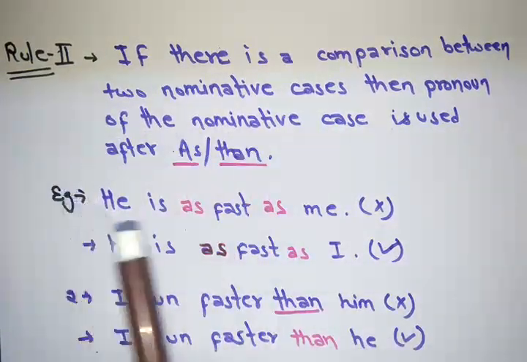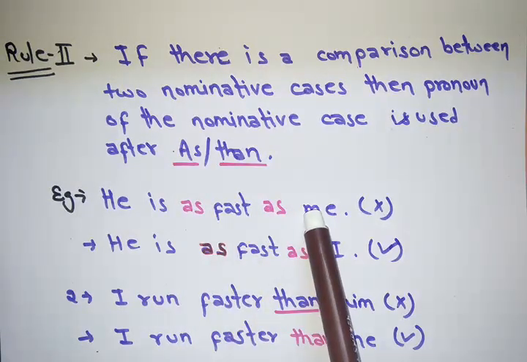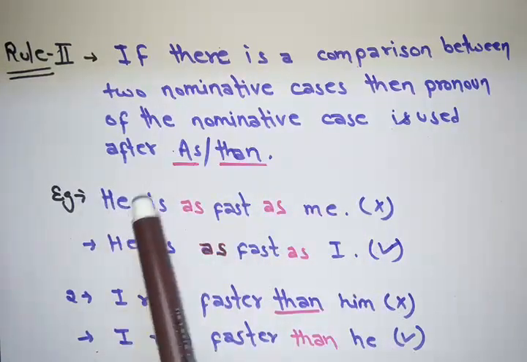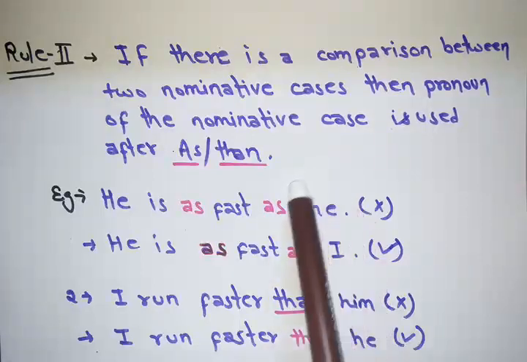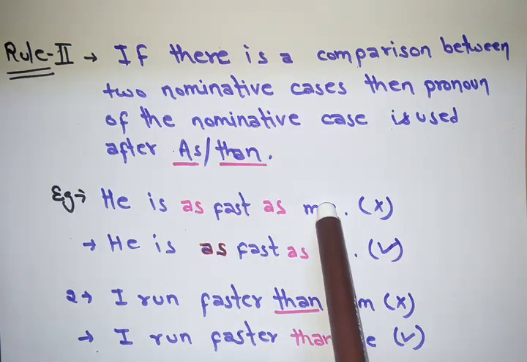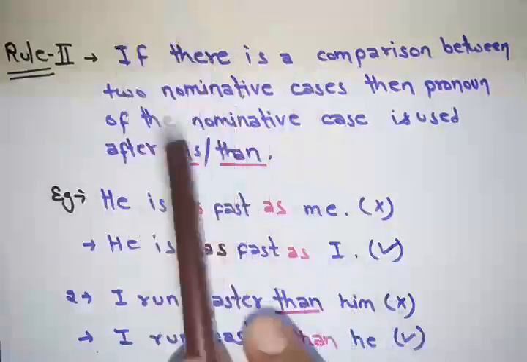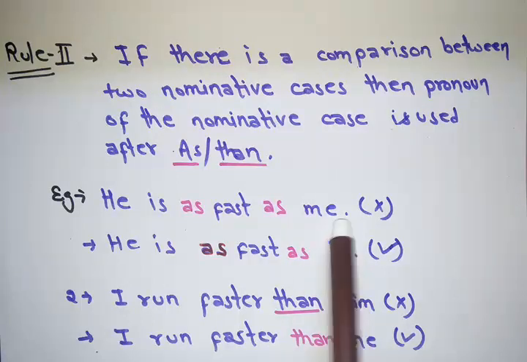Let's see the example. He is as fast as me. So there is a comparison between he and me. So me is not a correct word here, because if there is a comparison between two nominative cases, he and I is the correct form which is used here.